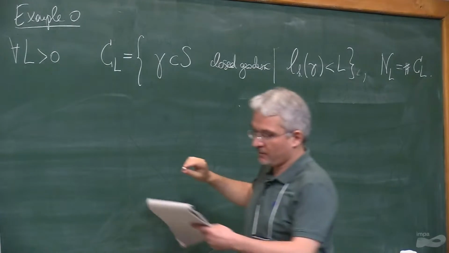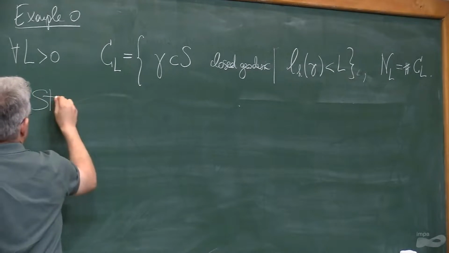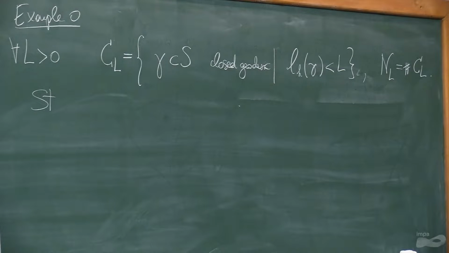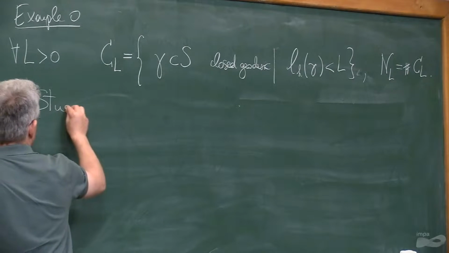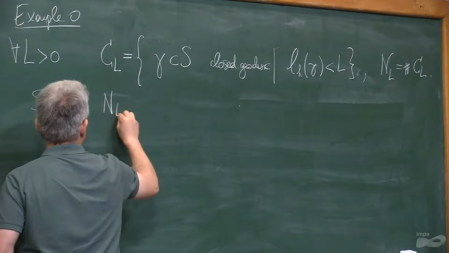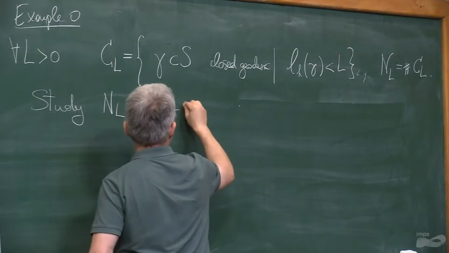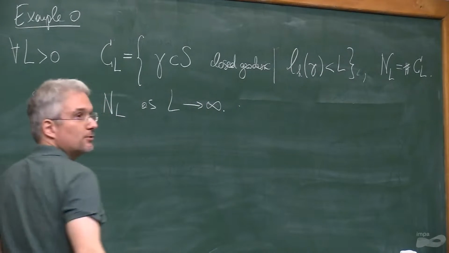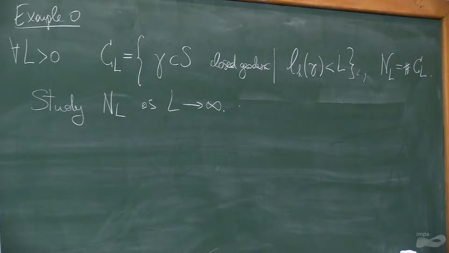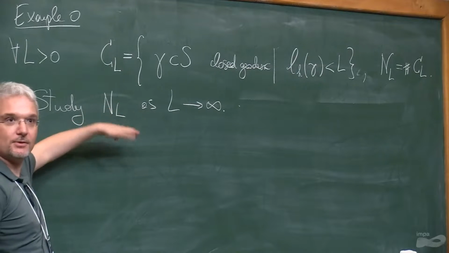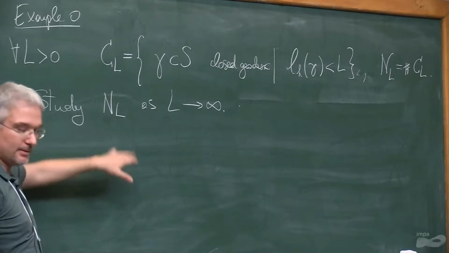Of course, for a fixed number L, this can be a difficult problem, but maybe one can say something when L gets bigger and bigger. So, study this function as L goes to infinity. It's quite easy to see that as L goes to infinity, this goes to infinity. So one wants to know how this goes to infinity.